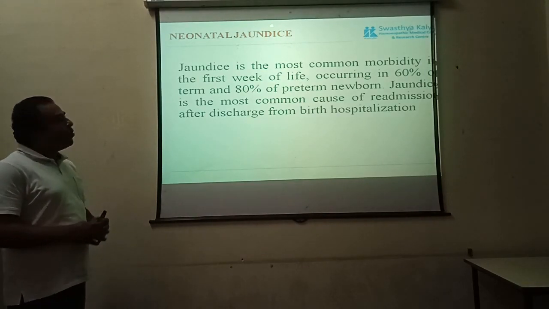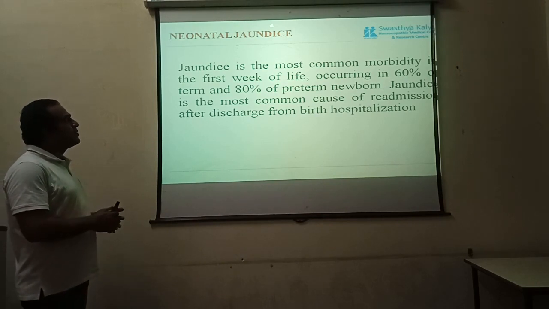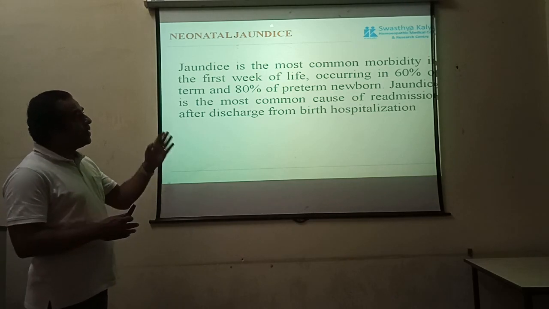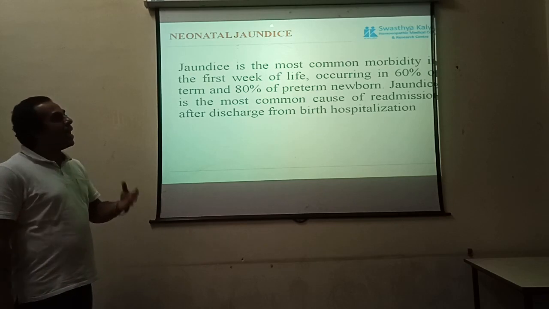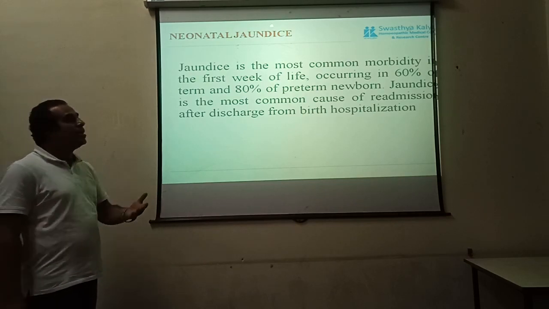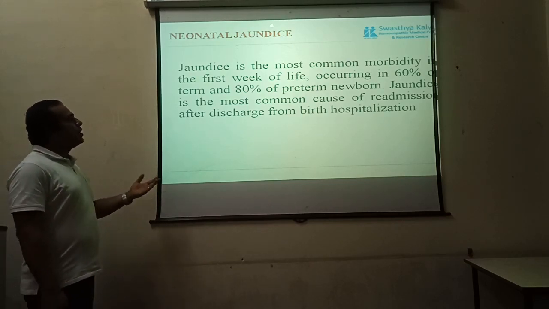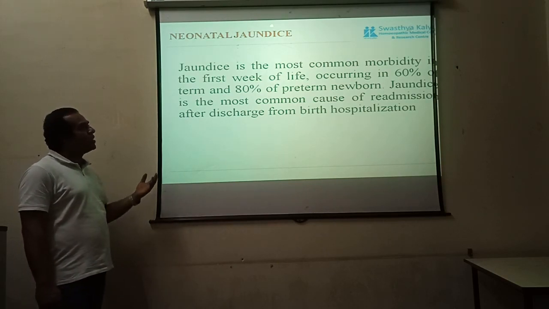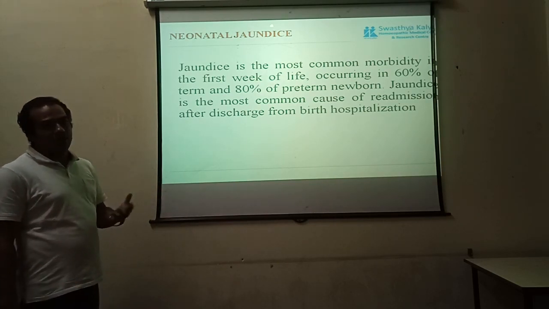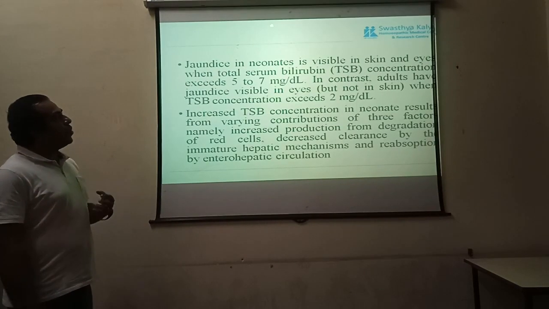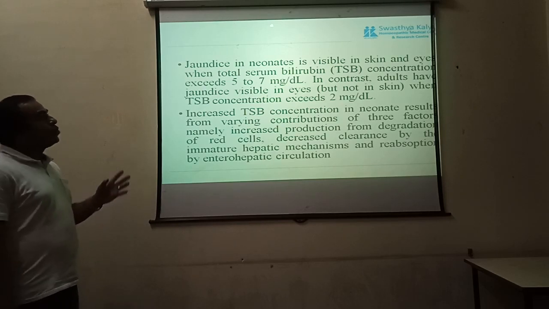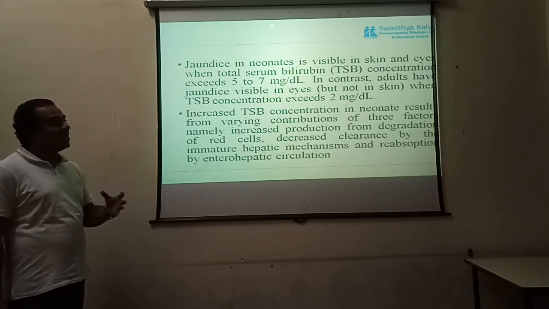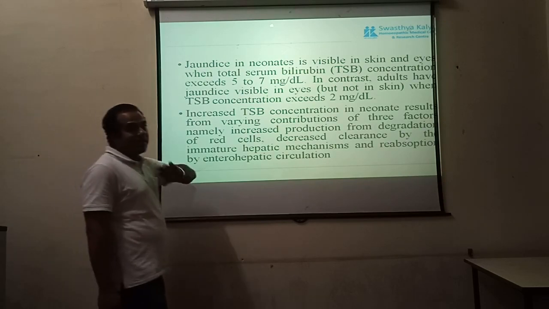Jaundice is the most common morbidity in the first week of life, occurring in 60% of term and 80% of preterm newborns. Term means it is the completion of the complete cycle of pregnancy, and preterm means when the delivery occurs before that particular term. Jaundice is the most common cause of readmission after discharge from birth hospitalization. Jaundice in neonates is visible in skin and eyes when the total bilirubin concentration exceeds 5 to 7 milligrams per deciliter of blood.